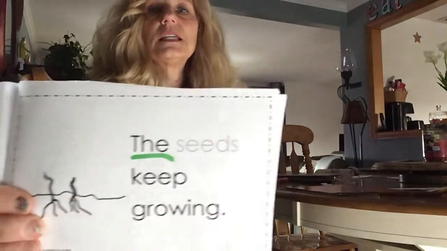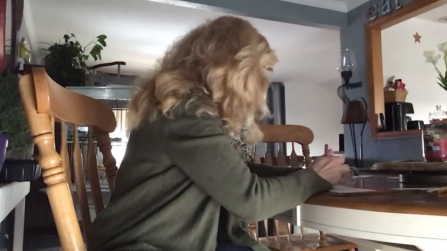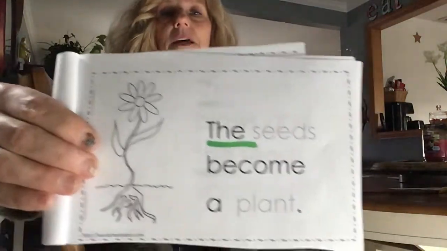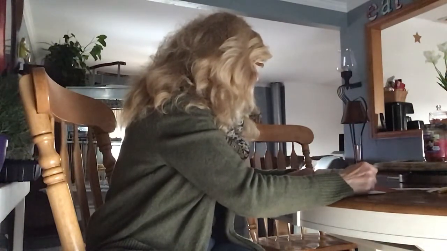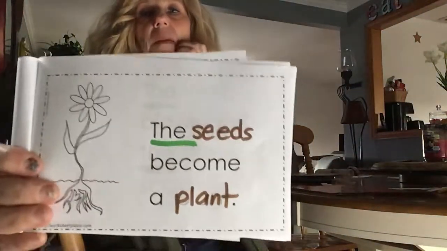The seeds keep growing. So I'm going to trace over the word seeds again. This is helping me remember the vocabulary word seeds, because when you write it over and over again, you remember it. What do the seeds become? The seeds become a plant. So I'm going to write over seeds again, and now I'm going to write over the word plants. I'm going to practice writing plant. The seeds become a plant.